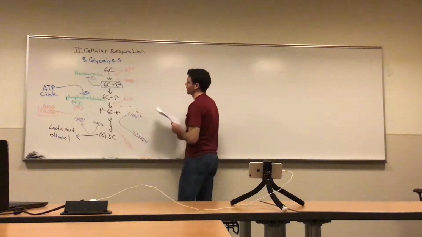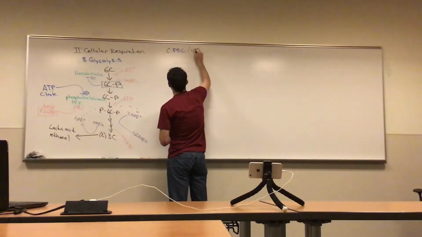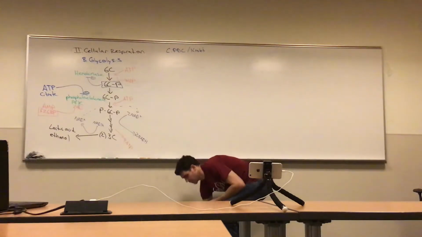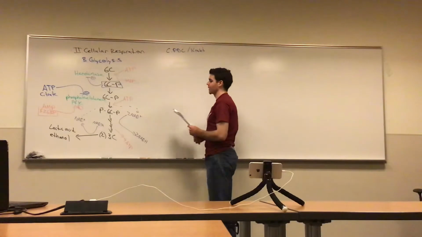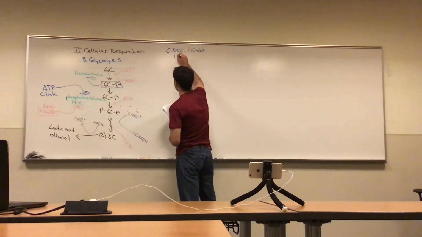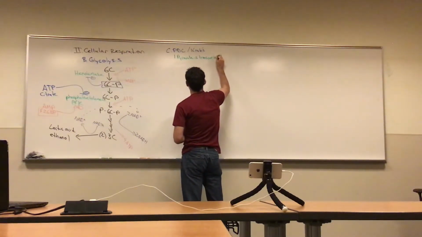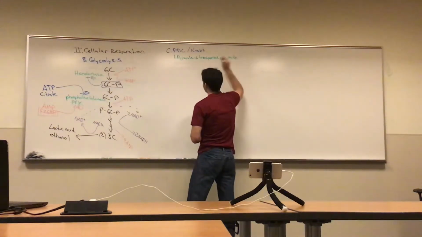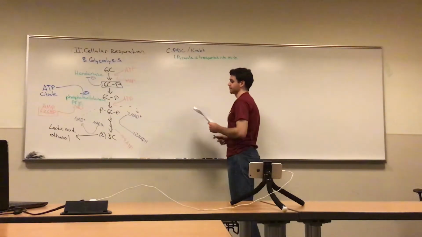We get to go through pyruvate decarboxylase and the Krebs cycle. The first thing that happens here is pyruvate is transported into the mitochondria. Remember, this is in the cytoplasm, so we have to take this and bring it into the mitochondria.